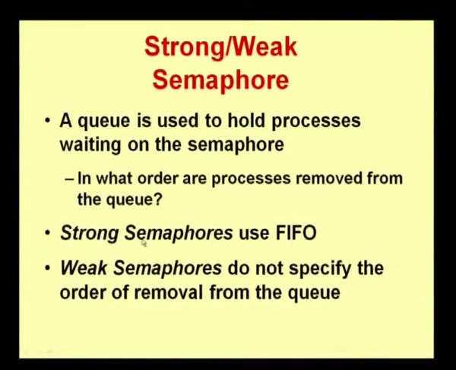Now I pose a question: in what order are the processes removed from the queue? In the case of a strong semaphore, we use a FIFO basis, first in first out. In the case of a weak semaphore, we do not specify the order of removal from the queue, so we assign it by whatever means we want. If one of the 4 children is your child, you will obviously give more priority to that child, settle his hunger first, and then listen to the other children. That is a weak semaphore.